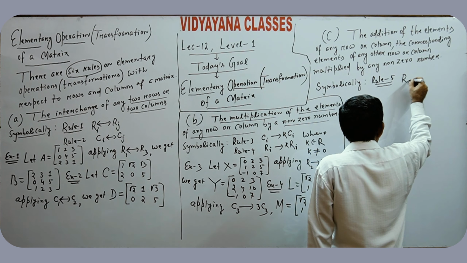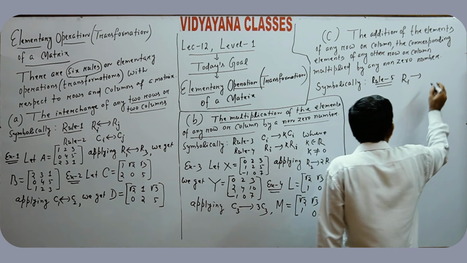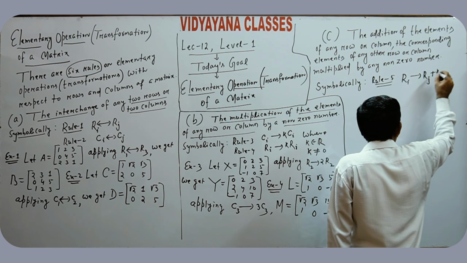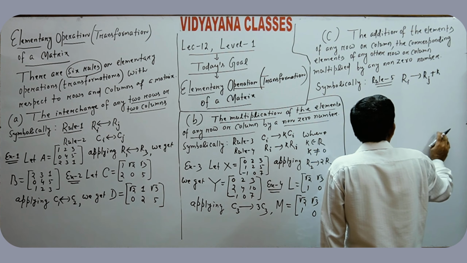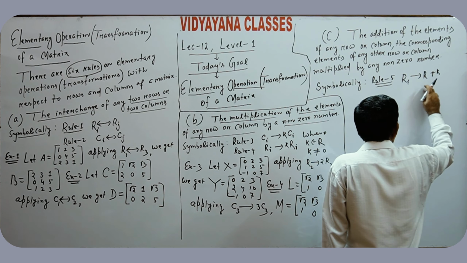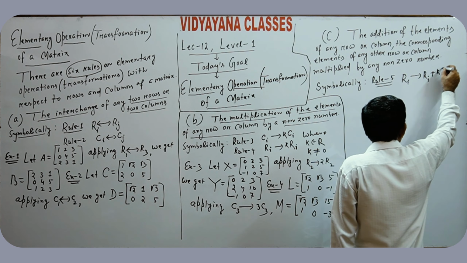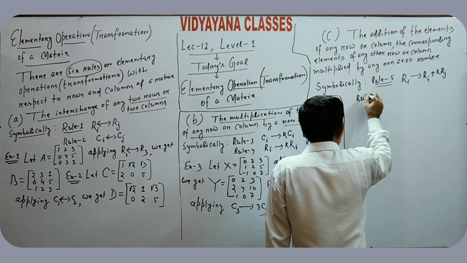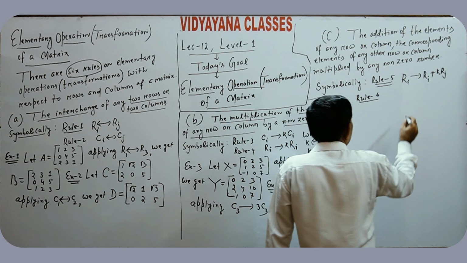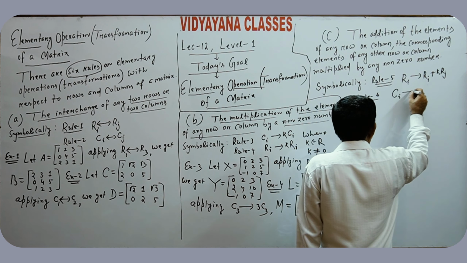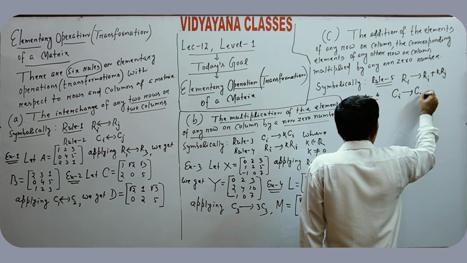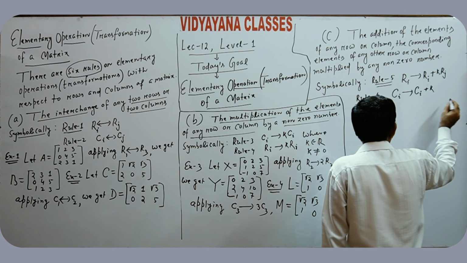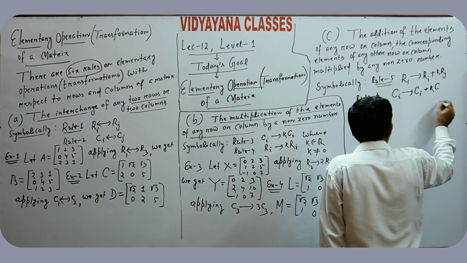ith row is replaced by ith row plus k times of jth row. Rule 6, ith column is replaced by ith column plus k times of jth column.